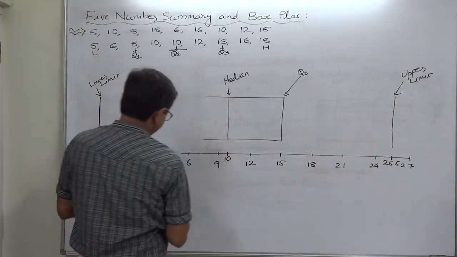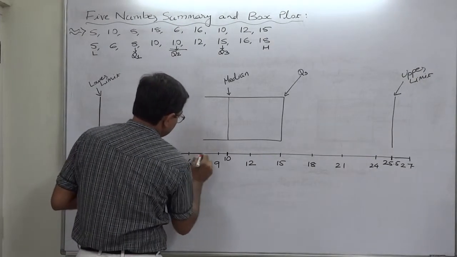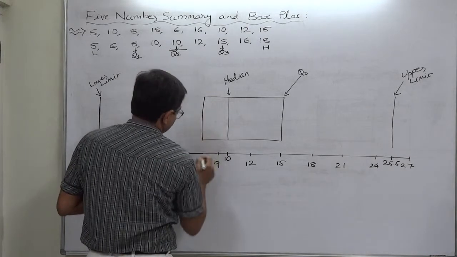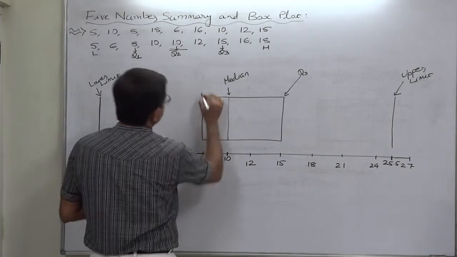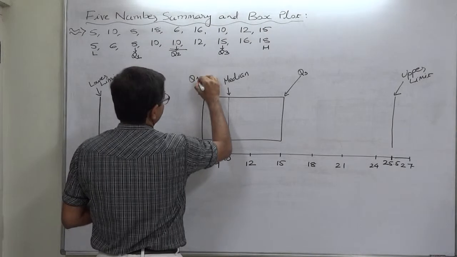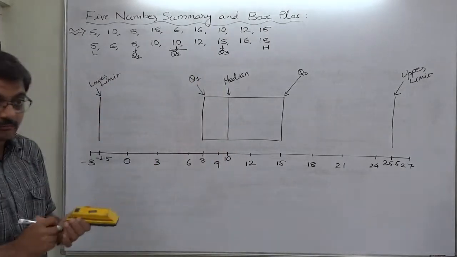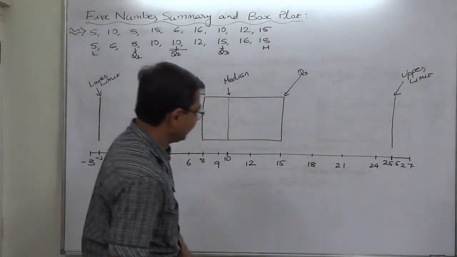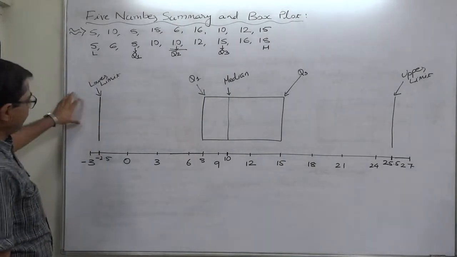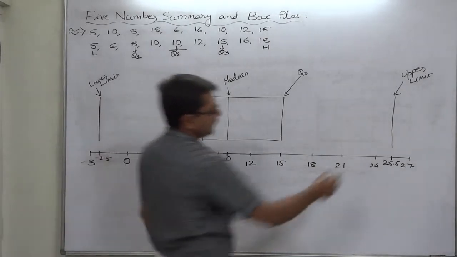Eight. It is not 5. Yes. It is 8. Okay? Yes. That is Q1. Thank you very much. Otherwise it was a very big blunder. No outlier on the lower side as well as on the upper side.